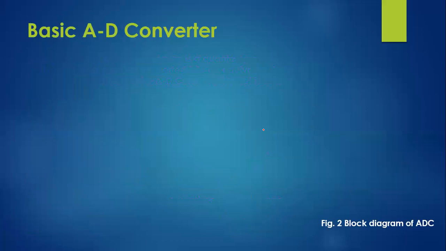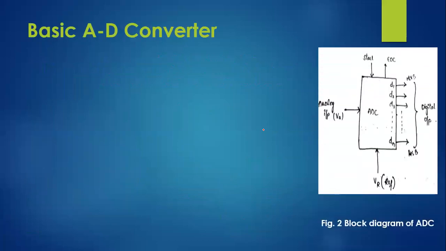Next, we will see the basic A to D converter that has been used. So here we have the A to D converter block, represented with a single block, and the input to this A to D converter will be an analog input voltage or current. It can be either voltage or current, which is denoted as VA, and we have a reference voltage VR. With respect to this reference voltage, this analog input signal can be converted into the digital output.